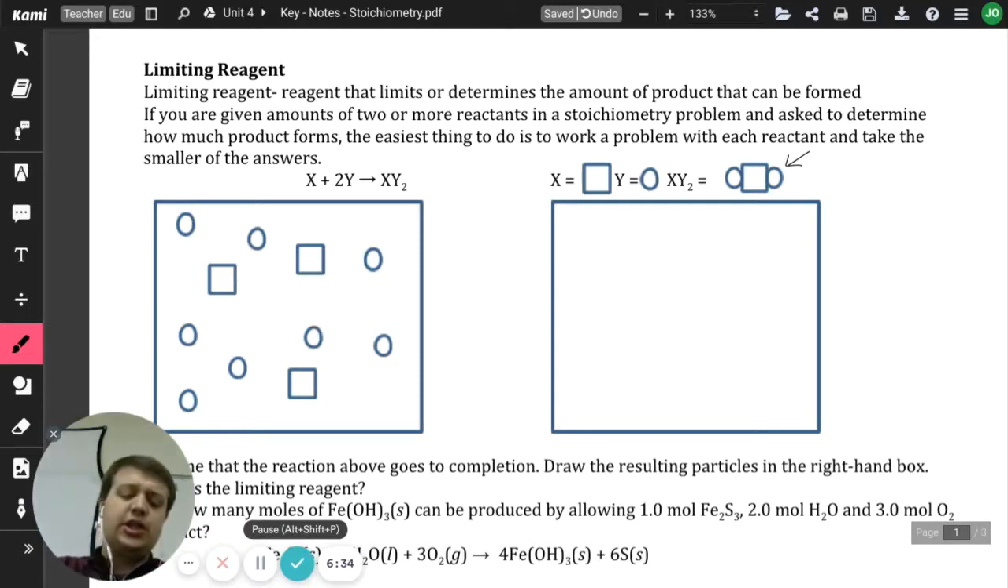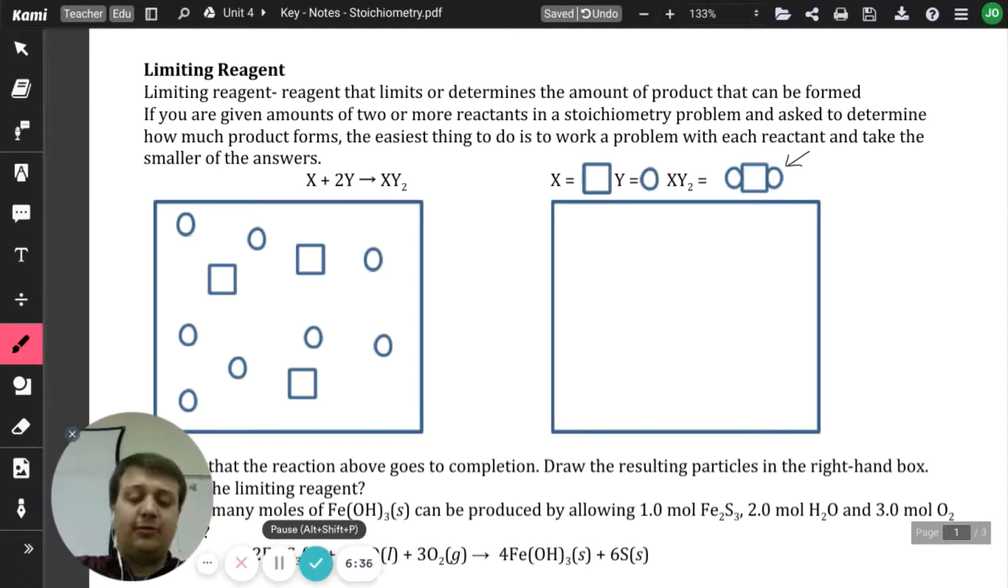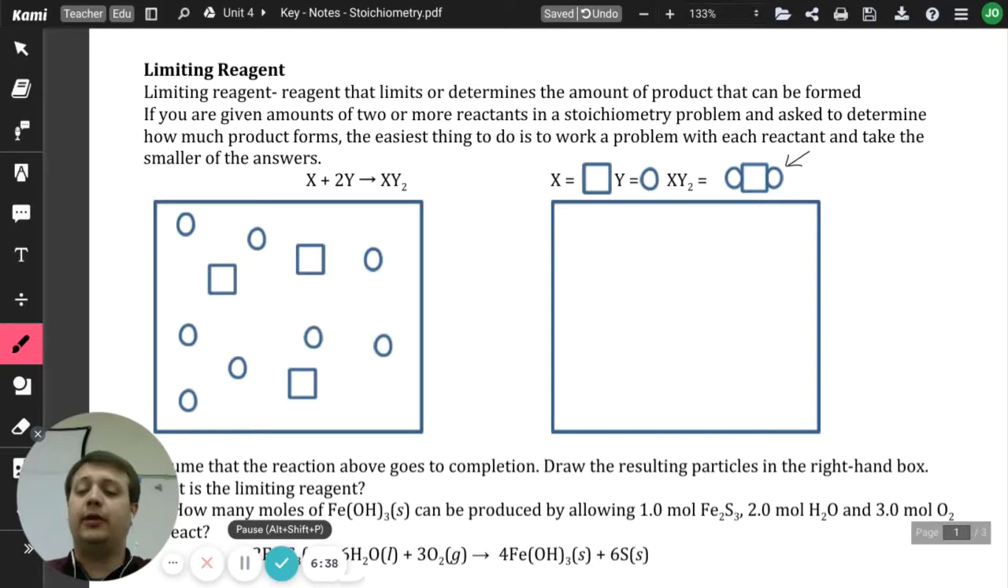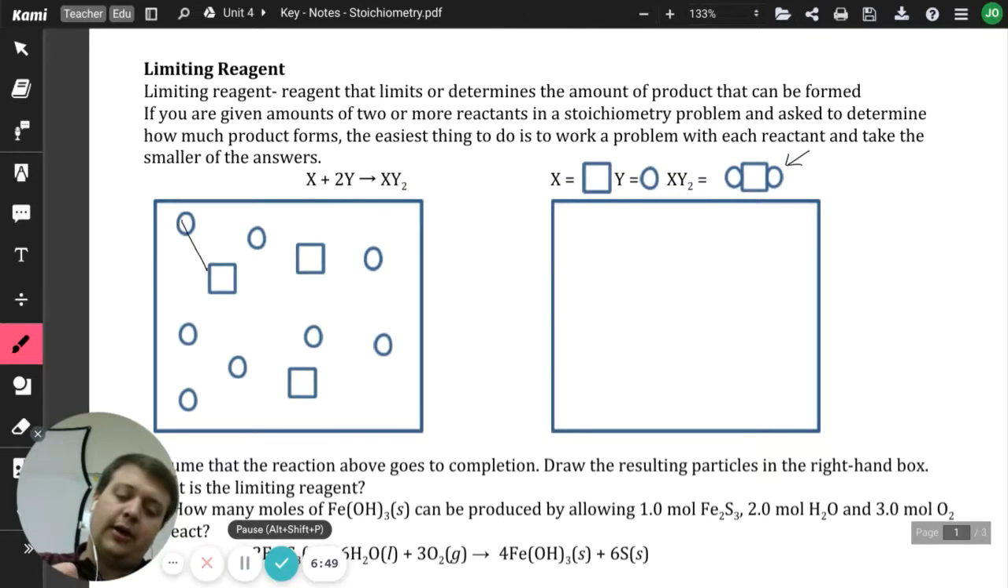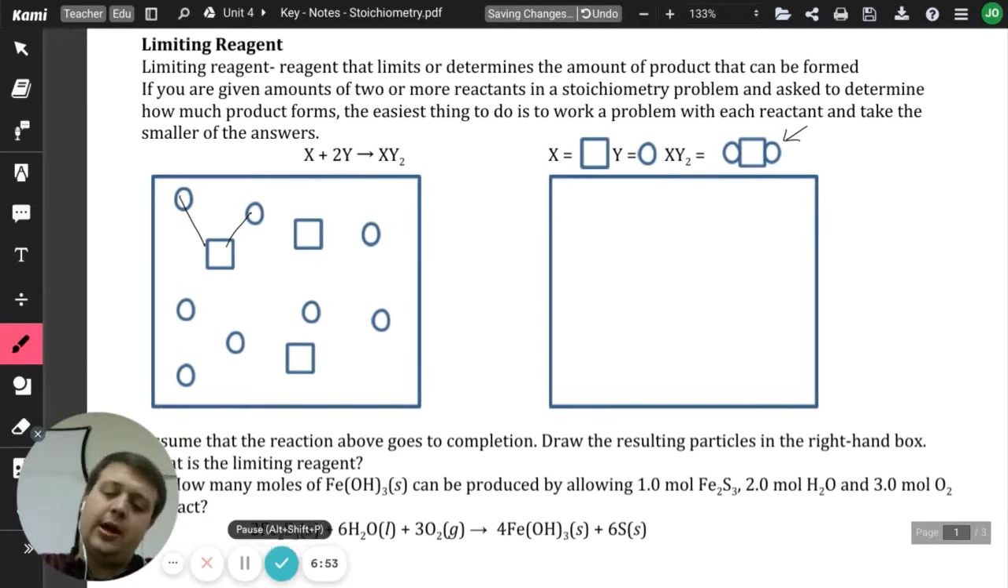So just in general, looking at this substance, I'm going to have to figure out what's going to be my limiting reactant. So I'm going to go ahead and draw lines on the left side just so I can see how many of each thing I would need on the right side. I'm going to connect these two circles and a square, and these two circles and a square, and these two circles and a square. I've still got two circles left over.